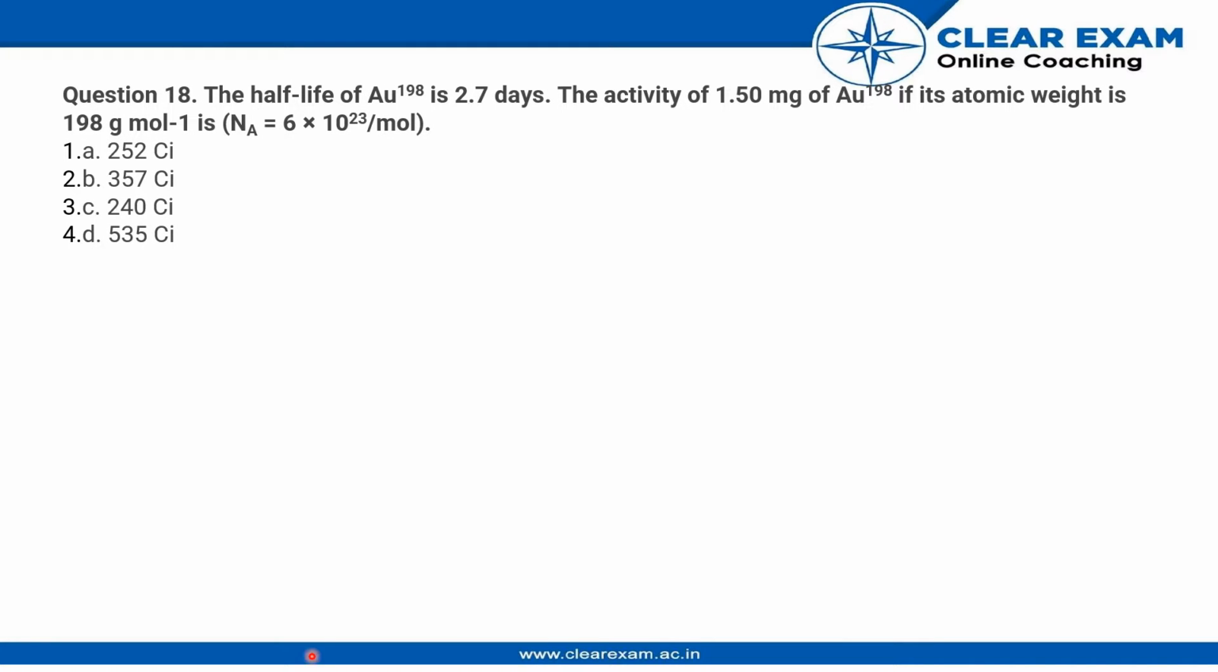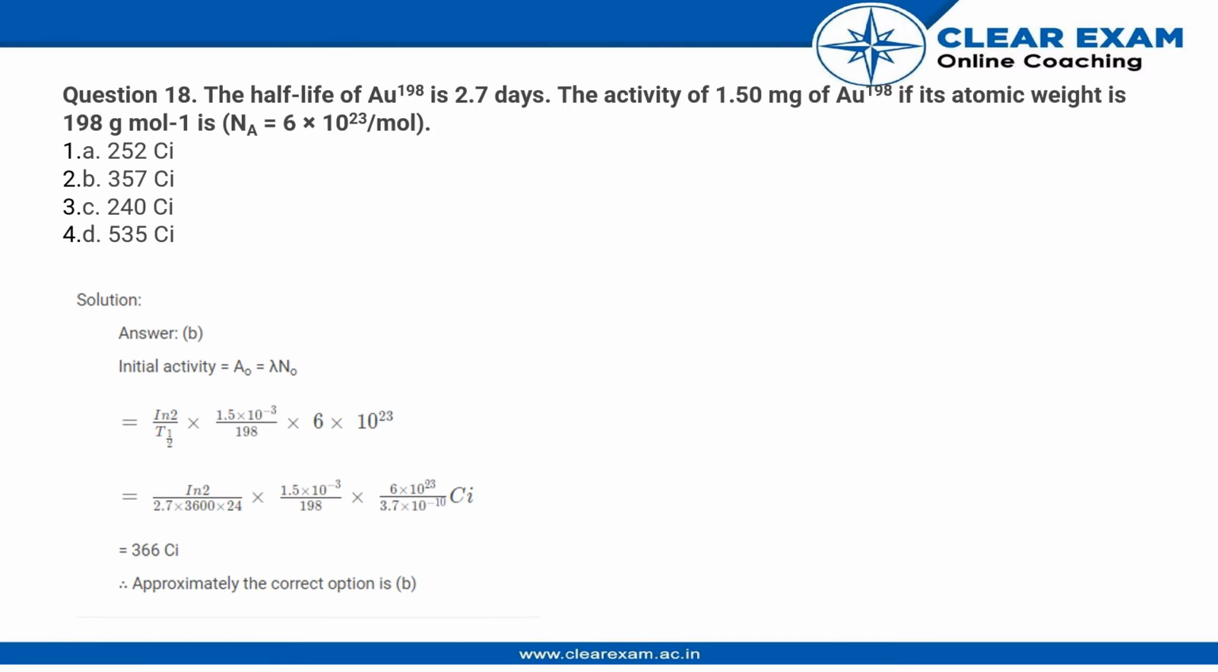The half-life of aurum 198 is 2.7 days. What is the activity of 1.5 milligrams of aurum, if its atomic weight is 198 gram per mole? The Avogadro number is given to us as 6 into 10 power 23 per mole.